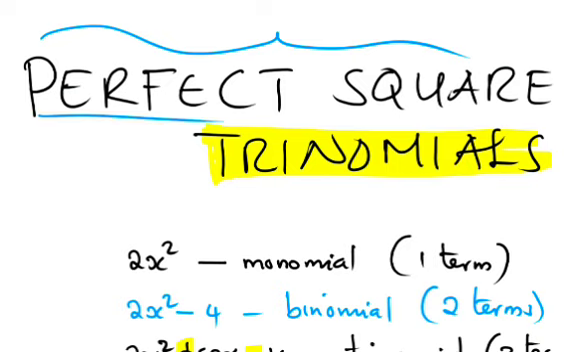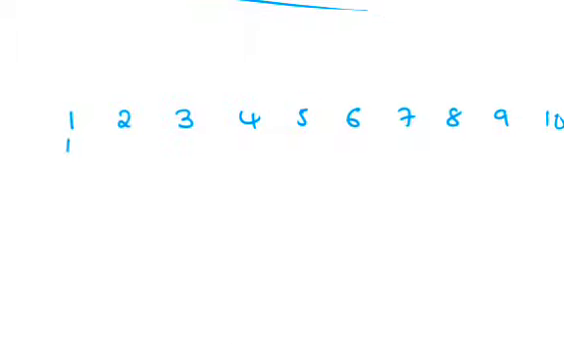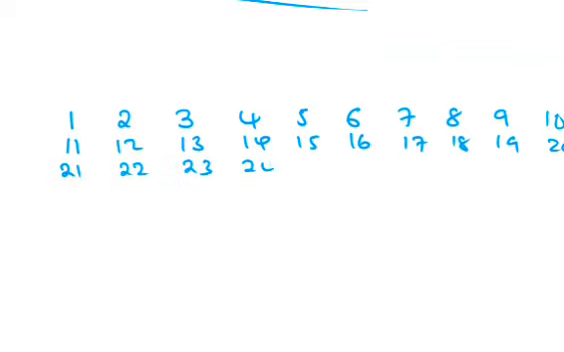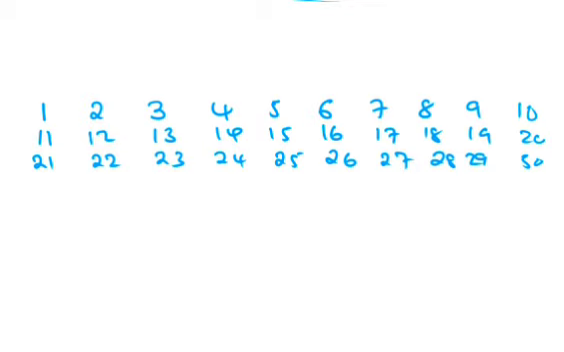So what is a perfect square? If you remember very well, we have perfect square numbers. For instance, the numbers 1, 2, 3, 4, 5, and so on up to 30. These are square numbers, perfect square numbers.